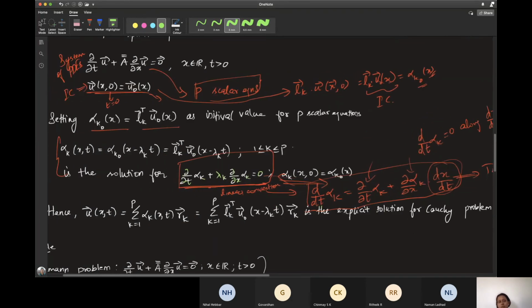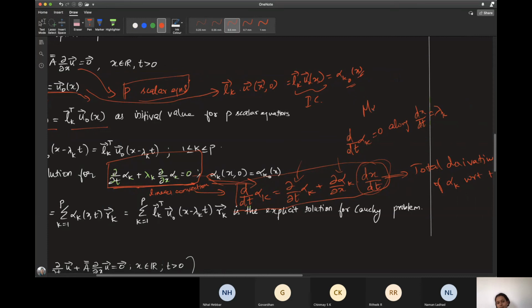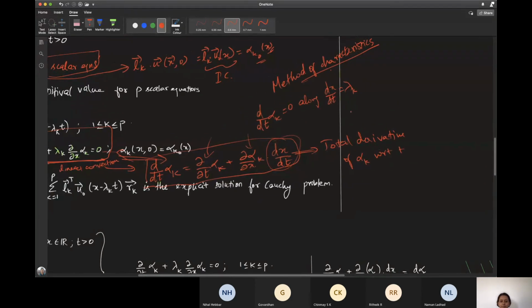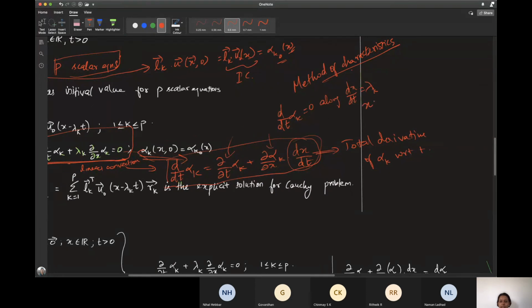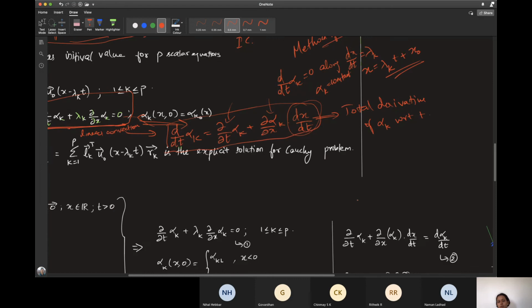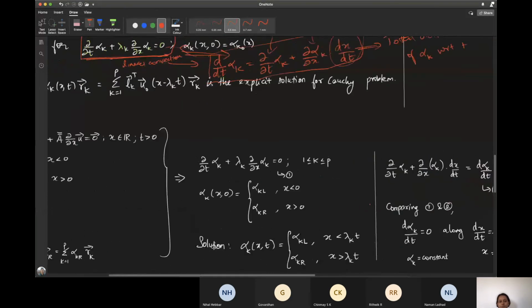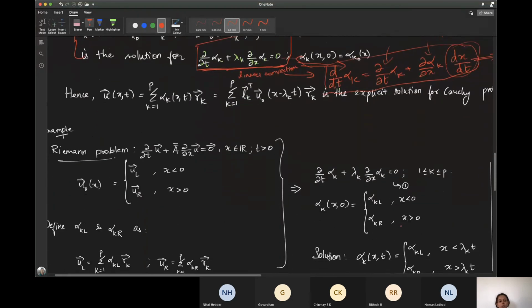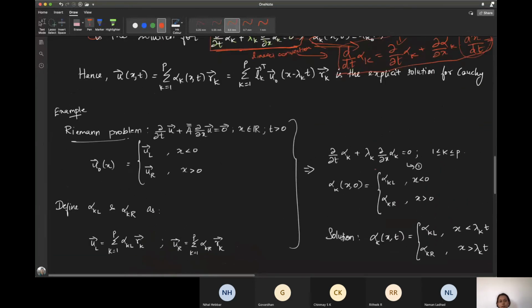This is the method of characteristics. We identify the characteristics, and along that characteristic we say that the solution is of some form, isn't it? So along this line, x equals lambda k t plus some constant, say x naught, along such a line you have alpha k to be constant. Let me first explain with some specific example.